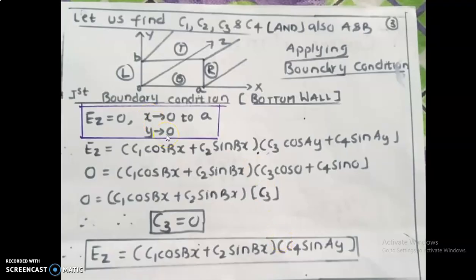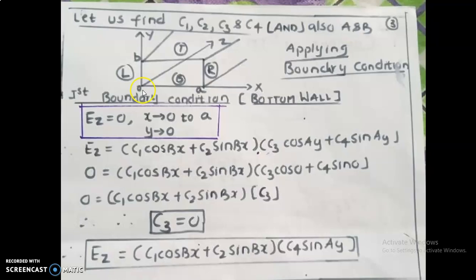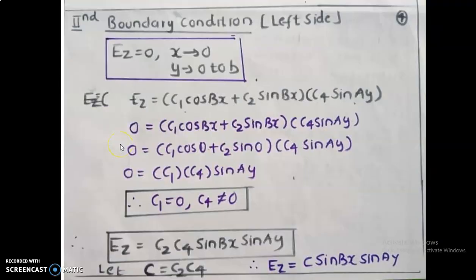Similarly, we have to go for boundary condition number 2. In that we are assuming the left side. Now if you see the diagram, for going towards the left, the x-axis should be 0, and along the left we have to go from 0 to b. So now I can say that the x value should be 0 and the y value varies from 0 to b, and that is what I have written over here. The same thing, Ez is 0 at that boundary condition. Substitute 0 again, the same thing.